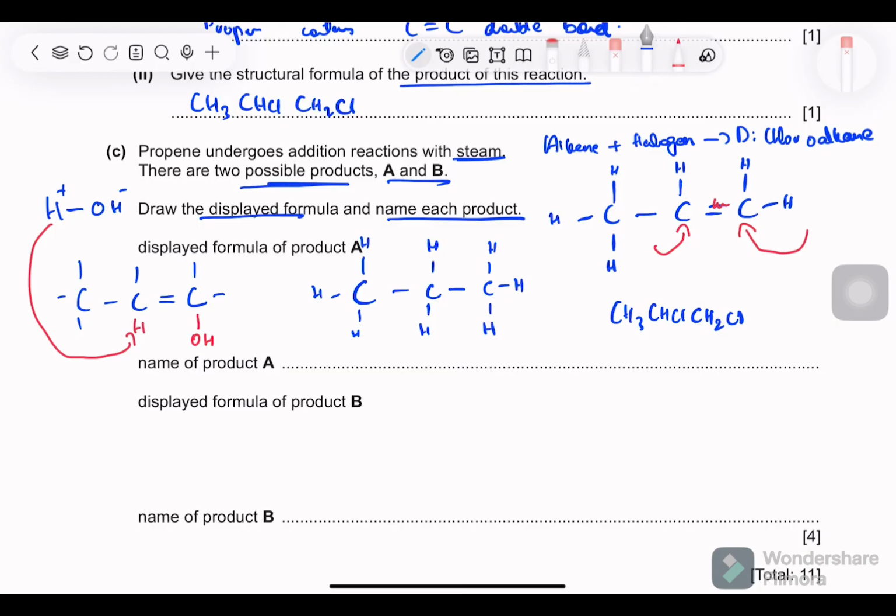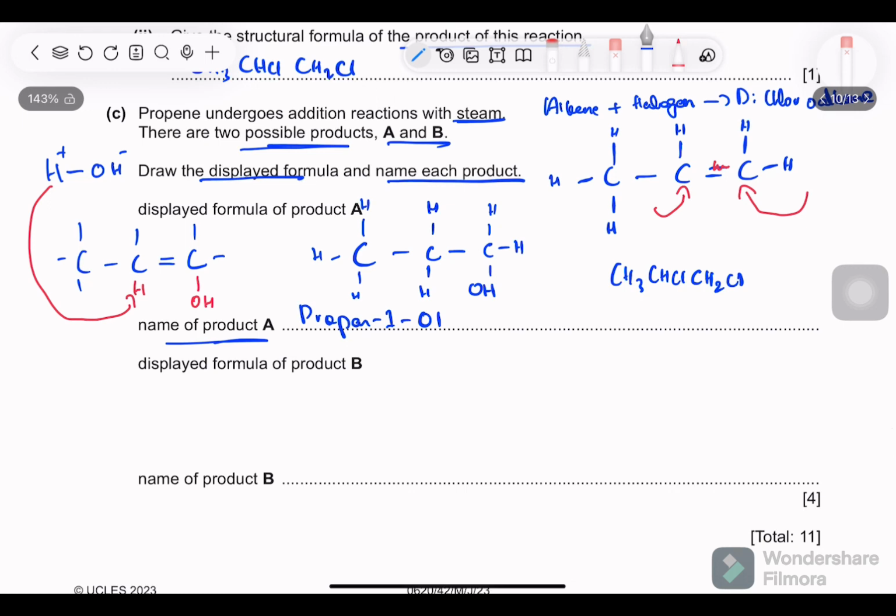You don't have to know this at this level. Name of product A is, we know this is propan-1-ol, as the OH is on the carbon number 1. The numbering always starts from the carbon which is nearer to the OH or the functional group.